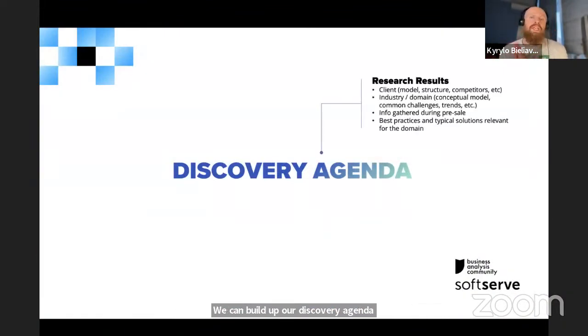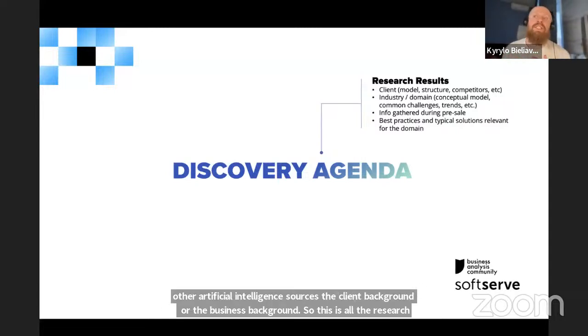And the discovery agenda, there are several things that can feed it. We said that we need to be prepared. We need to have the client's background or the business background. This is all the research that you can do prior to the actual discovery. You may use YouTube, ChatGPT or other artificial intelligence sources. You may use whatever documentation is available, maybe from a pre-sales stage already.